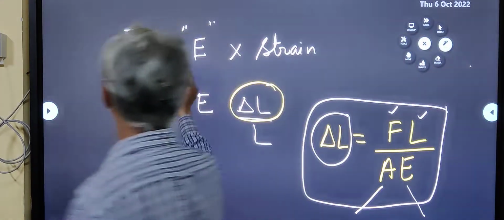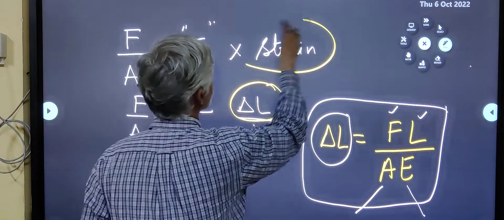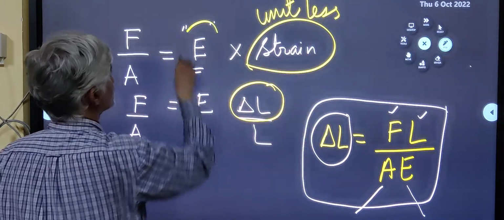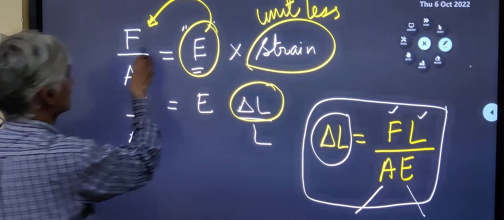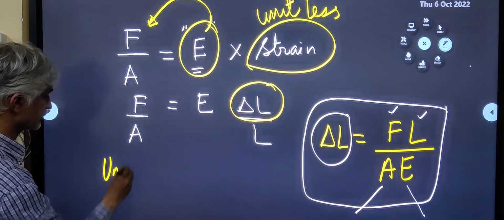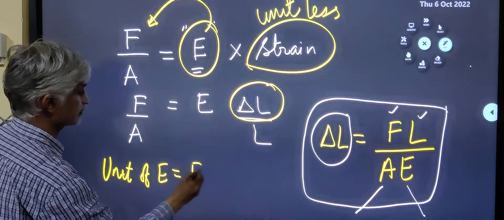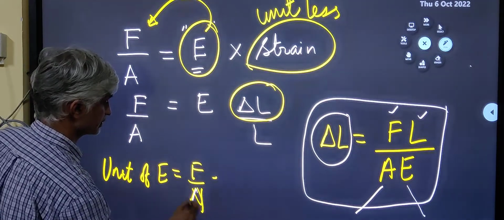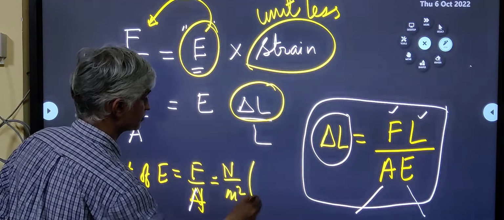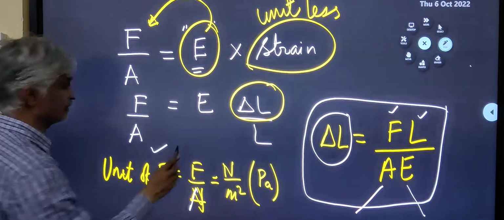So that is the end of this part of the material property E. So one last thing here is, what is the unit of E? Now you can see here that strain is unitless, and therefore the unit of E is the same as that on the left hand side. So I'm just going to write it here. Unit for E is the same as F by A, is the same as Newton per meter square, and sometimes called Pascal.